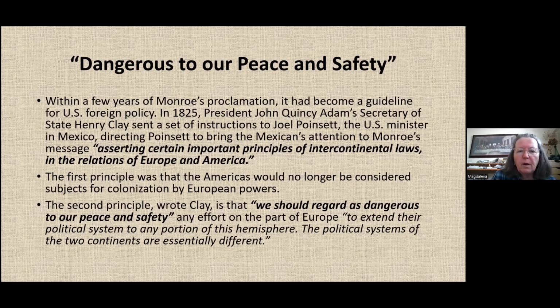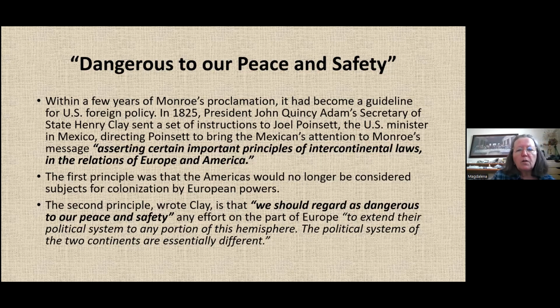The first principle was that the Americas would no longer be considered subjects for colonization by European powers. The second principle, wrote Clay, is that we should regard as dangerous to our peace and safety any effort on the part of Europe to extend the political system to any portion of this hemisphere. The political systems of the two continents are essentially different. There are many monarchies in Europe at the time. Well, there still are.